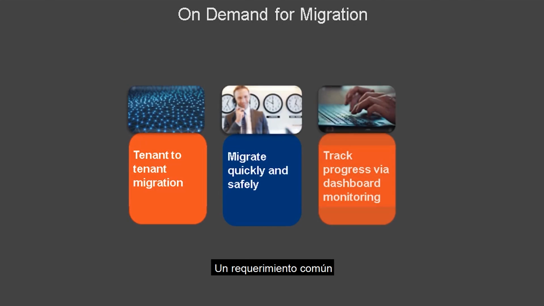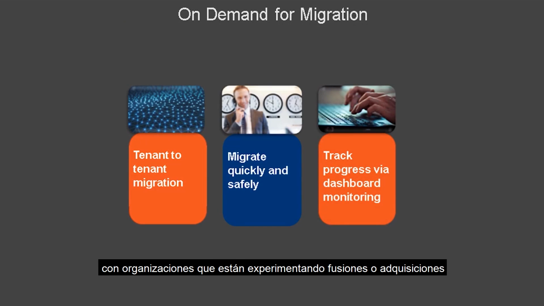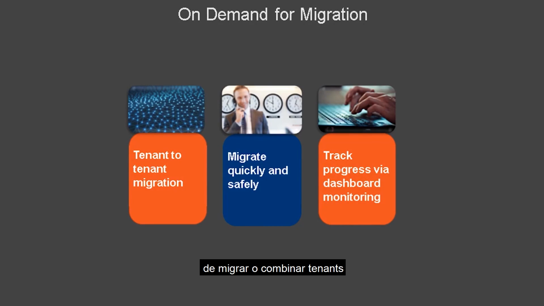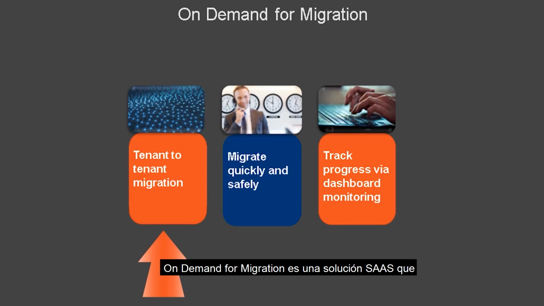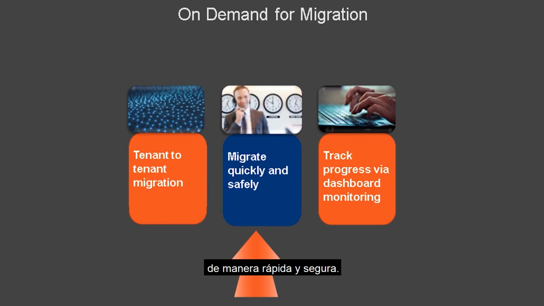A common requirement with organizations that are undergoing mergers or acquisitions is that they need a fast, safe, and easy way to migrate or merge tenants in Office 365. On Demand for Migration is a SaaS solution that enables Office 365 tenant-to-tenant migration of directories, messaging, and shared data quickly and safely, while maintaining coexistence and collaboration.